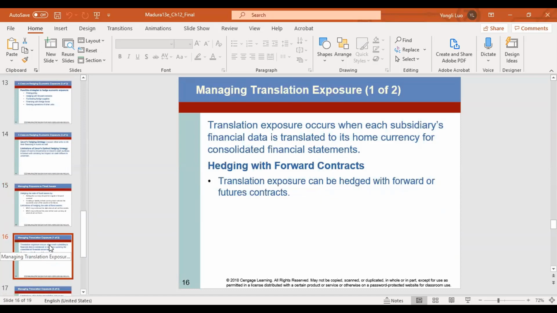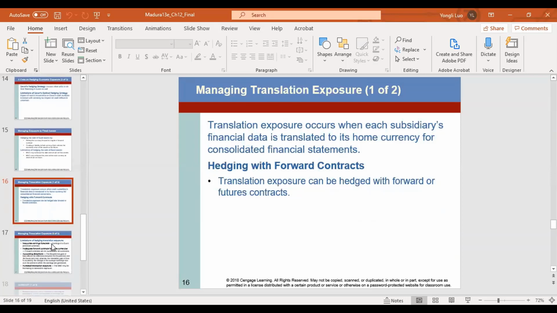Translation exposure occurs when each subsidiary's financial data is translated to its home currency for the consolidated financial statement. Hedging with a forward contract: transaction exposure can be hedged with a forward or futures contract.